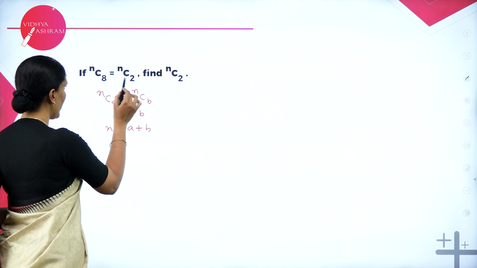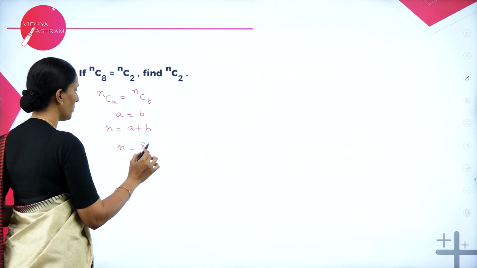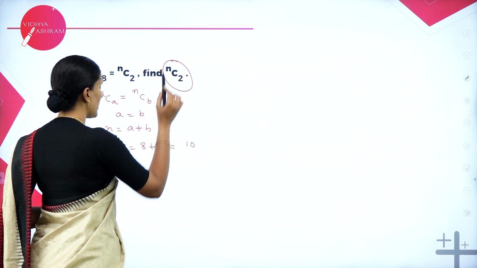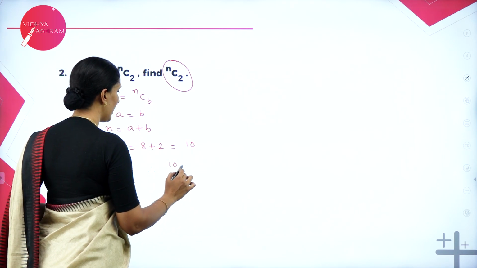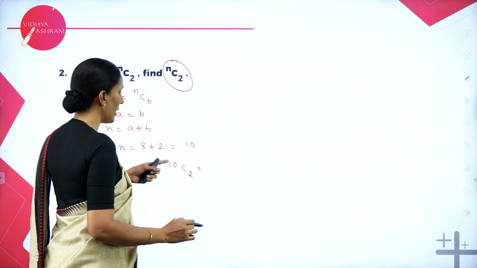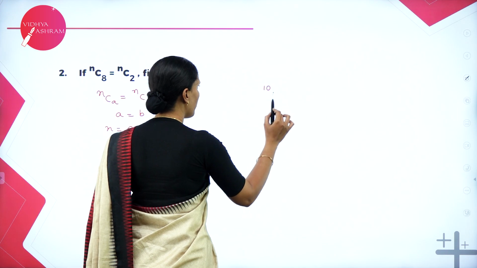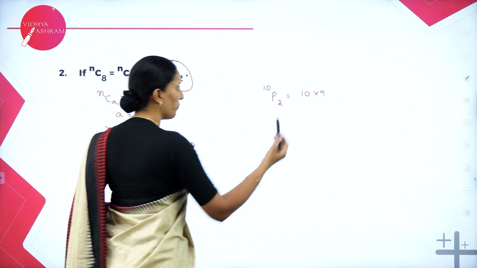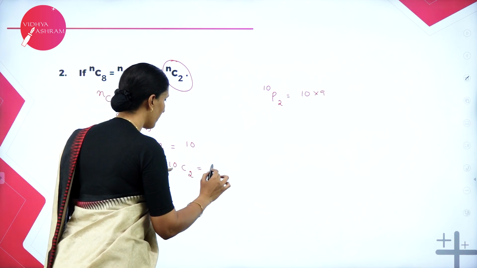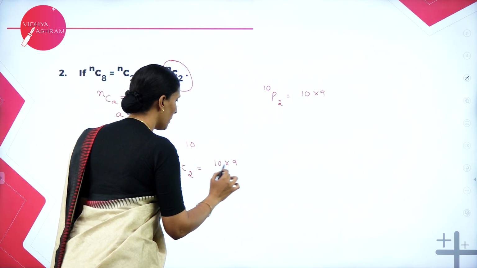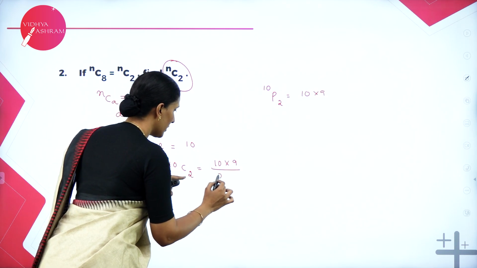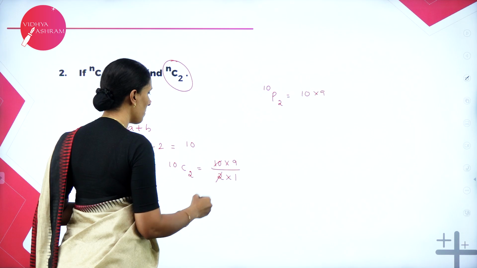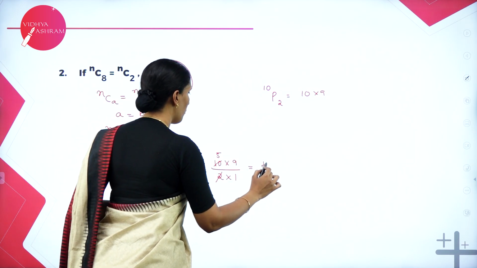But here A is not equal to B, so therefore N is equal to 8 plus 2. So the value of N is 10. Now we need to find out NC2, so therefore we'll find 10C2. In case of permutation, if you have 10P2, you will write it as 10 into 9, only 2 factors. Here also it's the same way, we'll write 10 into 9, but we'll divide with the R also, that is 2 into 1. So this is how we'll consider the formula in the simpler form. So the value is 45.